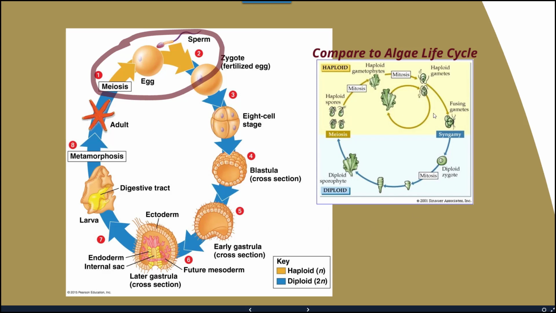That, in comparison to our algae life cycle, by the way, where we had a whole structure that was formed within this haploid stage, and that gave rise to gametes, which were then fused in order to make the diploid stage, or the full complement of genetic material. So a little bit different here.